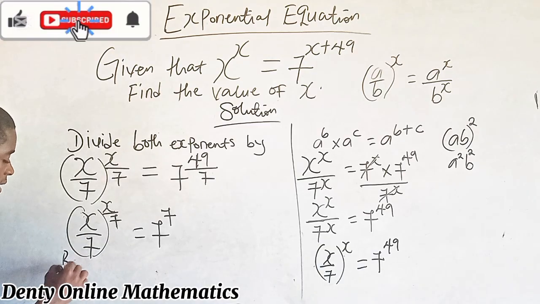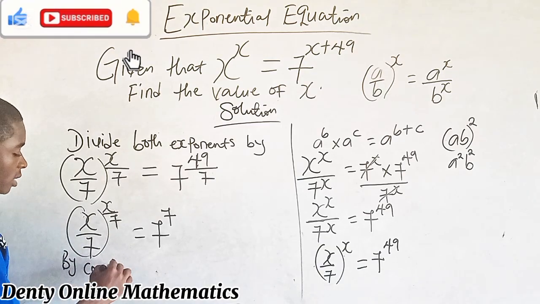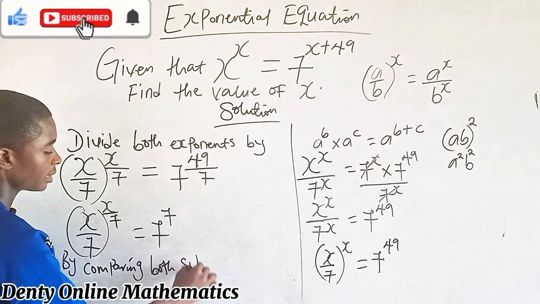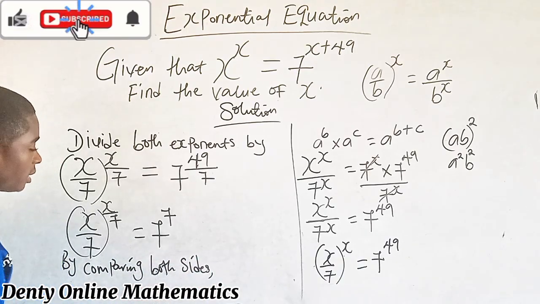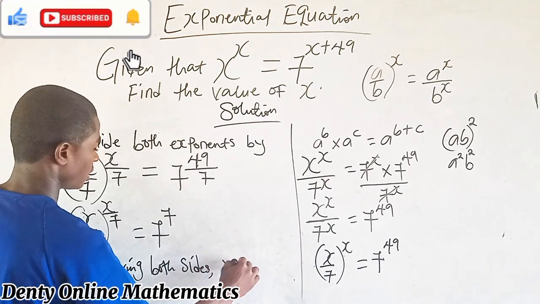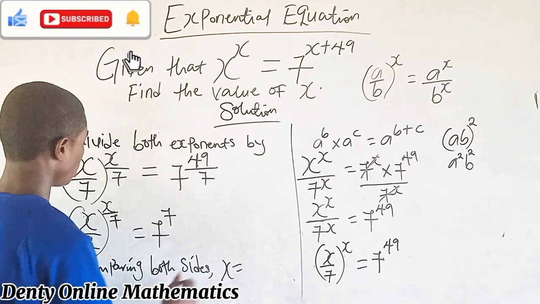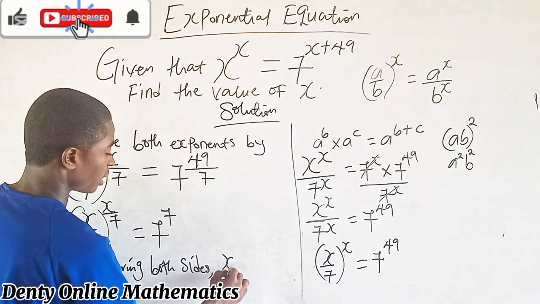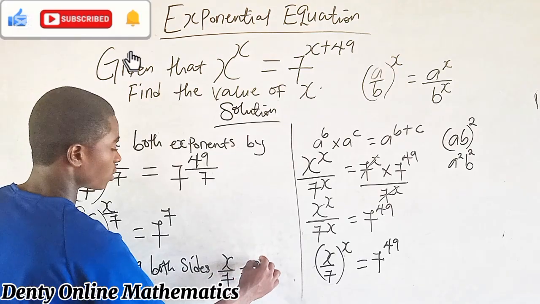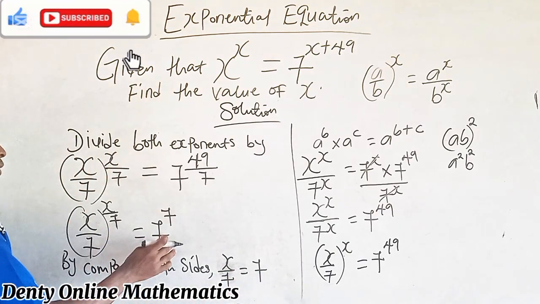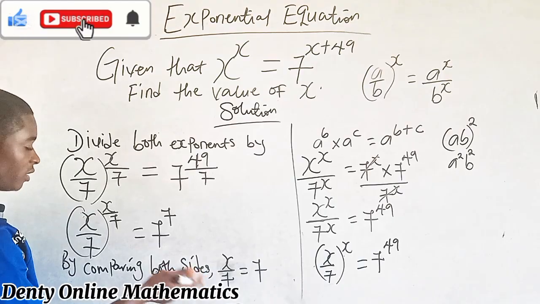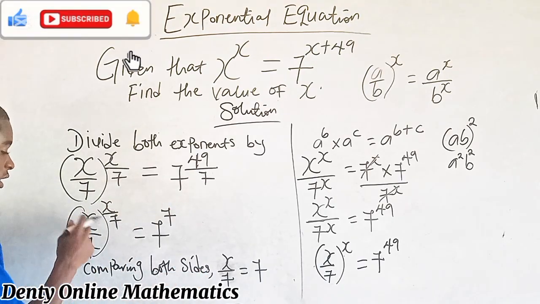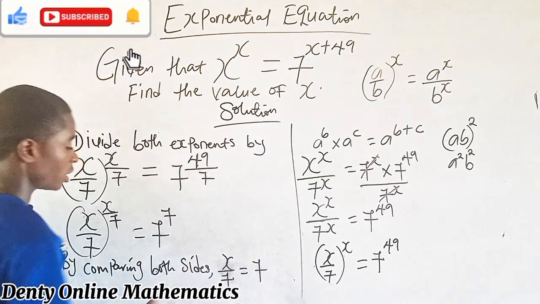So I can say by comparing both sides, you see that x over 7 is equal to 7, base equal to base, exponent equal to 7. Exponent is also equal to 7, or exponent is equal to exponent also. So x over 7 as the base will be equal to 7.